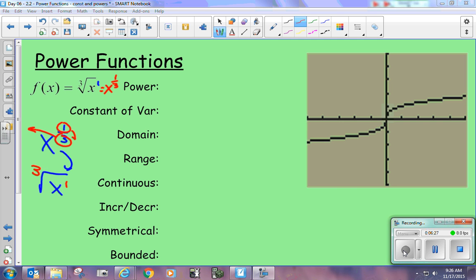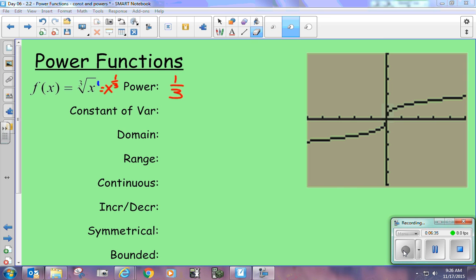That's it. So that's the same thing as saying x to the 1/3. My power is 1/3. And now that I have it in this form, what's my constant of variation? If I say x to the 1/3, well, our power is 1/3, what's our constant of variation? It's 1. It's the number in front of the x, isn't it? So that's 1.